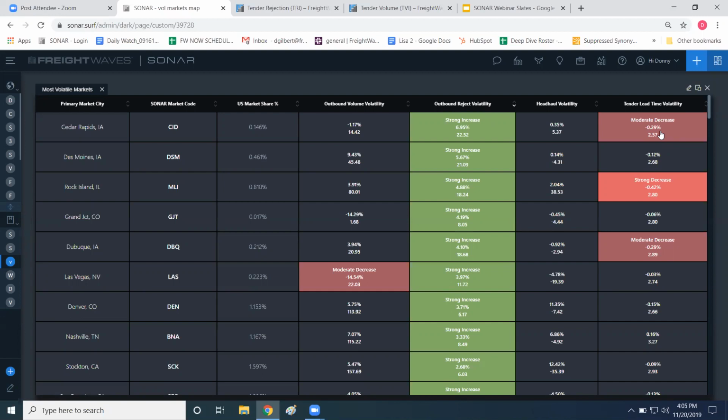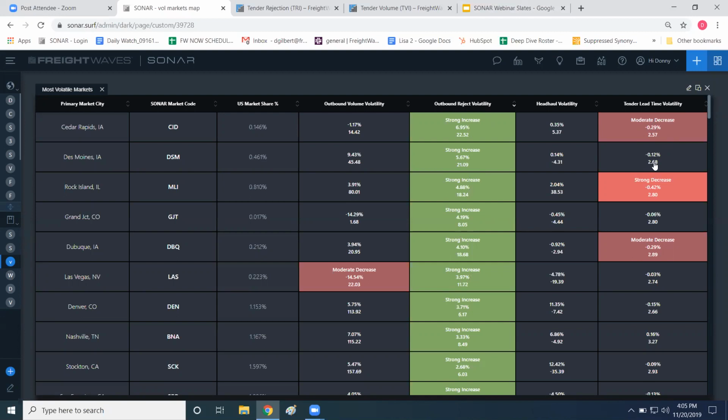So we see that outbound tender rejection rates is the reaction of the carriers. This is the reaction of the shippers. And normally when you see capacity tighten up or capacity issues arise, you'll see shippers start pushing tender lead times out. So they'll expand tender lead times. The national average is around 2.5 days.